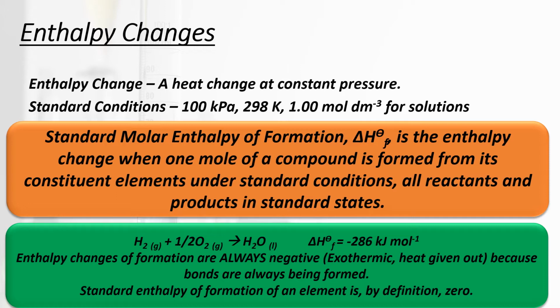And so if we write this balanced equation, H2 gas plus a half O2 gas goes to H2O as a liquid. Remember that when we write out our thermochemical equations, it's always really important to remember to put the state symbols in, because the state can affect the enthalpy change. And so you can see that the formation enthalpy is minus 286 kilojoules per mole. Now, enthalpy changes of formation are always negative.